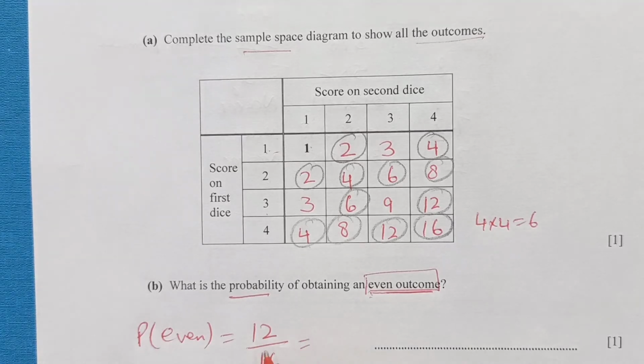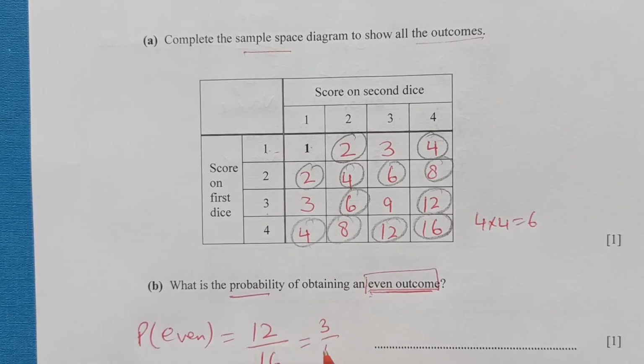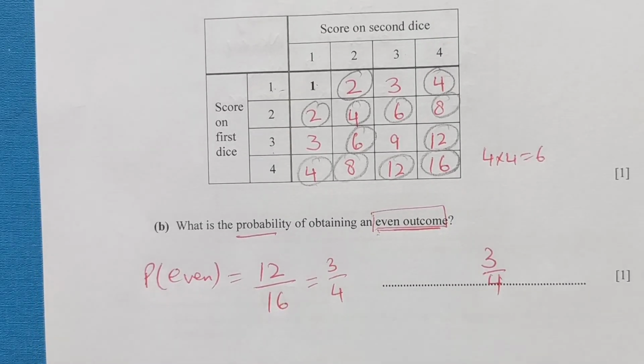So we can simplify this. It is divisible by 4. 4 times 3, 4 times 4. So the final answer is 3 over 4.